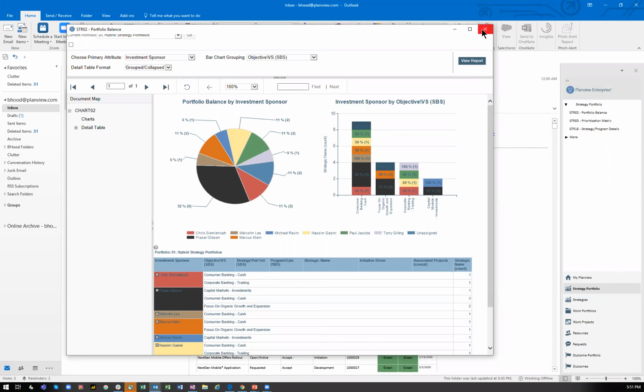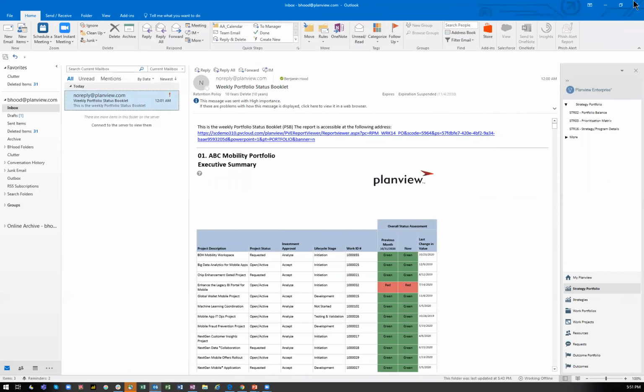So this services a large audience, a large population of any one particular customer, just the ability to get to and consume analytics. And it's built into tools that you're using already every day, namely the Microsoft Office suite.